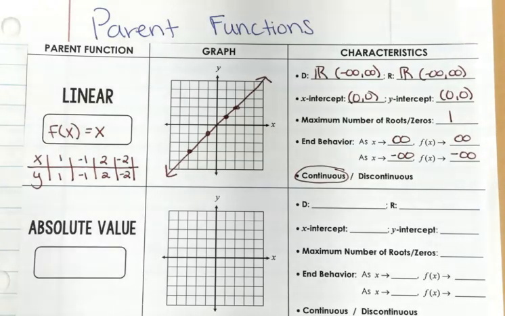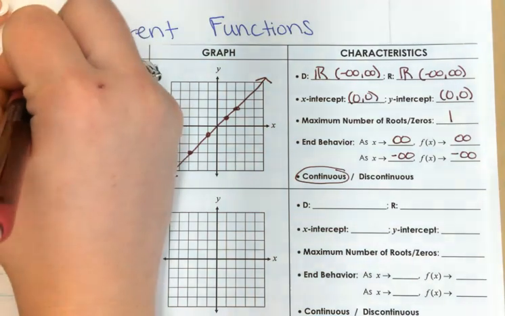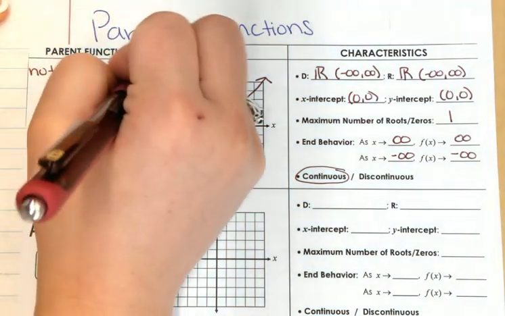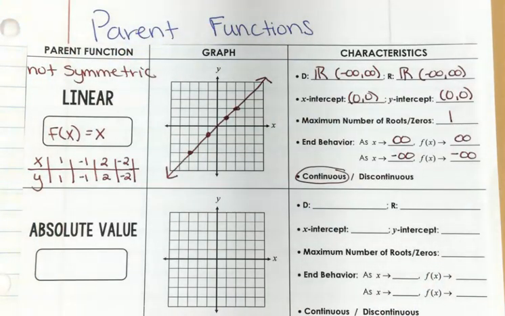And then one more thing I want to add in, since we talked about it on our key features, is does this graph have an axis of symmetry, or is it symmetrical? And the answer is no, it is not symmetric. There's nowhere I can fold it in half and all my matching pieces will line up. Okay, on to the next one.